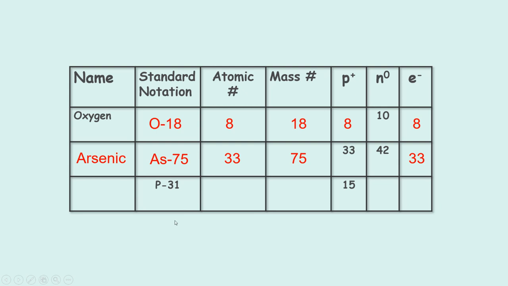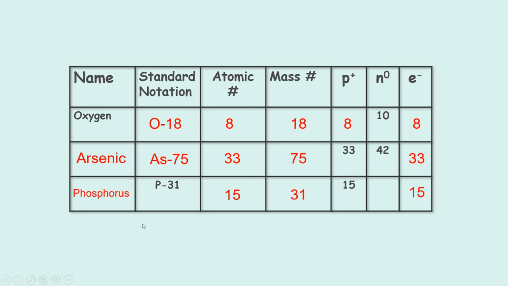Okay, last one. So we have P-31 for our standard notation and 15 protons. So since they gave us the symbol as well as the number of protons, we can figure out the element, which is phosphorus. Our atomic number is going to be 15. We can either look that up on the periodic table or remember that the protons is equal to the atomic number. That also is going to be equal to our electrons, because we're only doing neutral atoms right now.